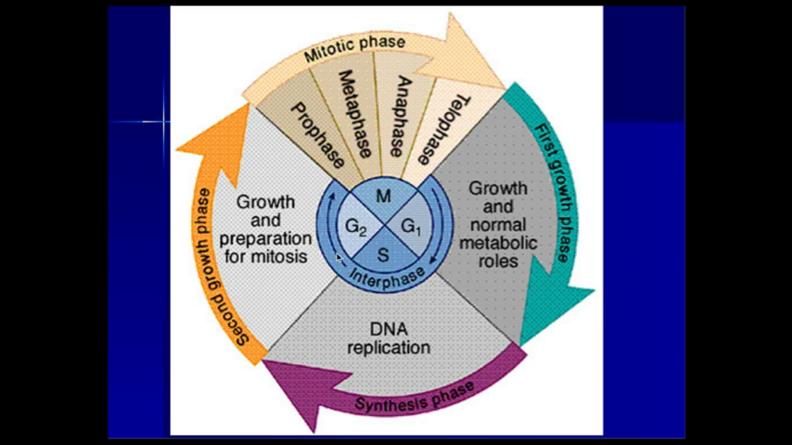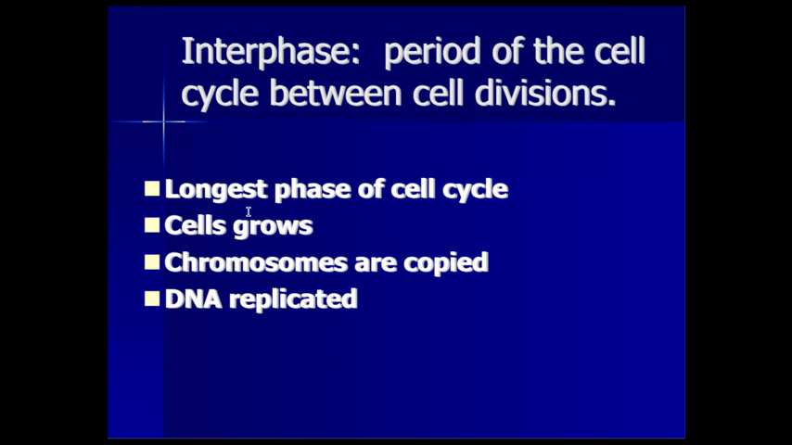As you can see, interphase takes up all the space down here. So the longest part of the cell cycle is interphase. So growth, DNA replicates or copies itself, and then growth some more. And it prepares for mitosis, which is prophase, metaphase, anaphase, and telophase. Again, we will study those in more detail tomorrow. And then right here, the cell divides into two new cells. Then each of those cells goes through this again. But interphase is the longest phase, all right?